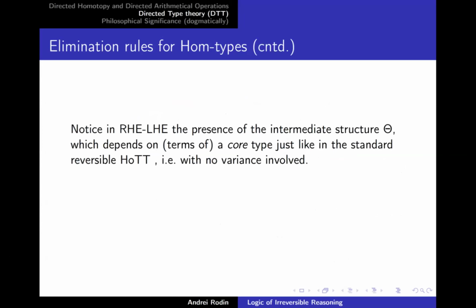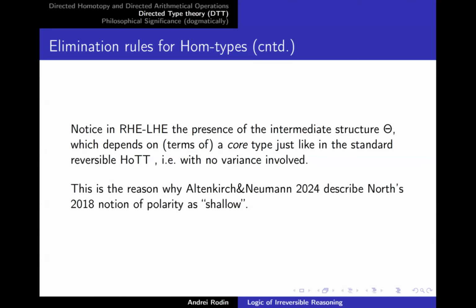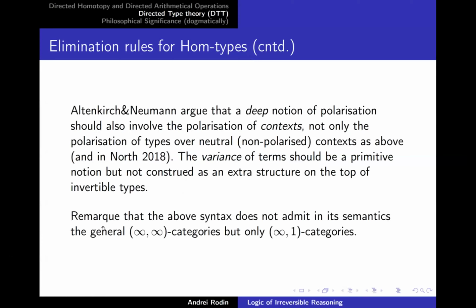But what is important, and what is the point of critique of Altenkirch and some other people, is that this intermediate structure is actually kind of classical. It's not directed itself. And that means, among other things, that if you iterate the construction, because another interest is to look for higher homotopy types, like higher identity types, it does not bring us to infinity-categories, but only to infinity-one, which is already not bad, of course, which means that all morphisms after level one are invertible. And that's a feature of the thing.